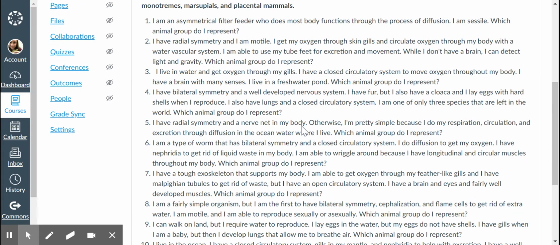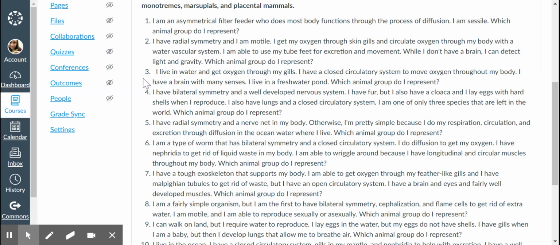All right, the first question is: I am an asymmetrical filter feeder who does most body functions through the process of diffusion. I am sessile. Which animal group do I represent? Number two, I have radial symmetry and I am motile. I get my oxygen through skin gills and circulate oxygen through my body with a water vascular system. I am able to use my tube feet for excretion and movement. While I don't have a brain, I can detect light and gravity. Which animal group do I represent?